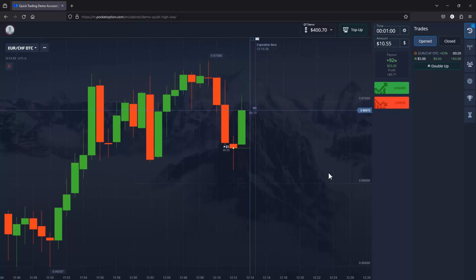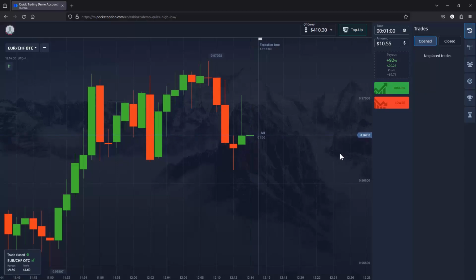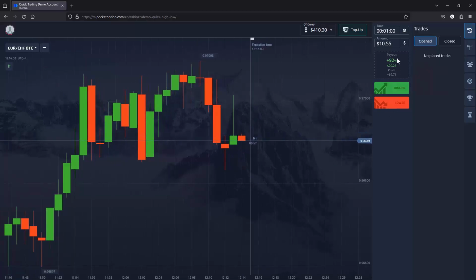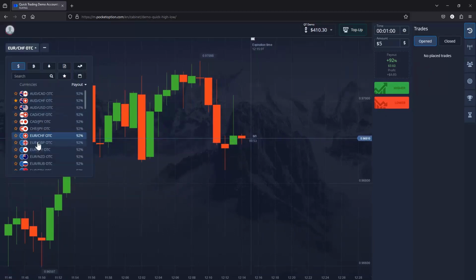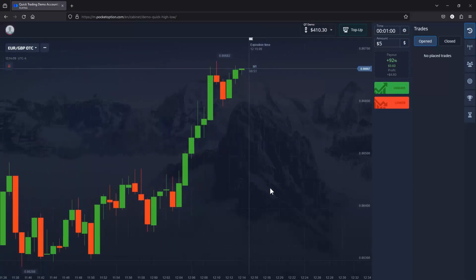About 20 seconds left to the candle closing time. It seems it's gonna be a winning trade, hopefully. About 10 seconds left. 4, 3, 2. Yeah, it's a winning trade. Now I'm gonna reset the amount to $5. Then I look for another pair to find another opportunity.